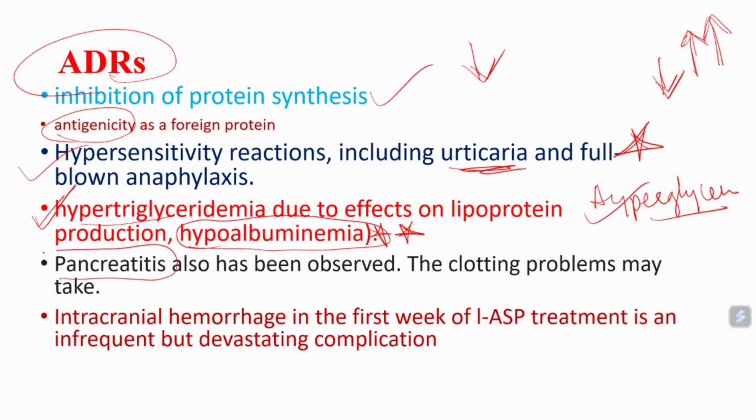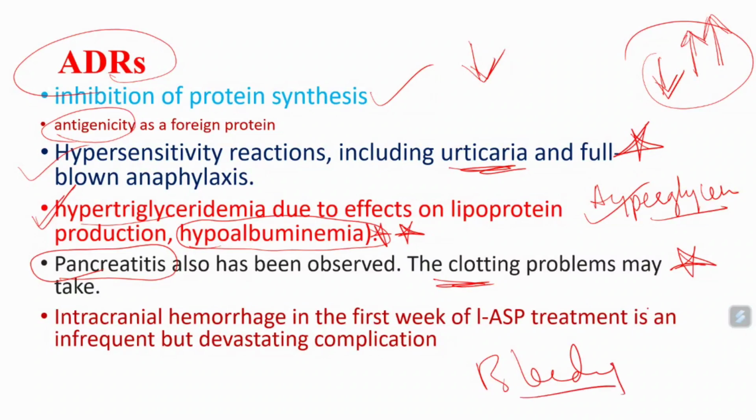It causes pancreatitis also sometimes. And clotting problems, very important. Due to the decreased levels of proteins, clotting factors will be decreased and the patient may have bleeding also. If anybody has intracranial hemorrhagic episodes, in that case L-asparaginase is never advised. Very important contraindication, because it causes bleeding. These are the adverse effects of L-asparaginase.